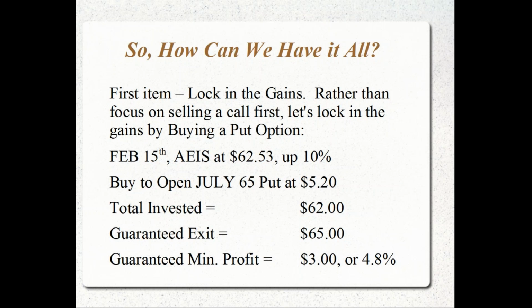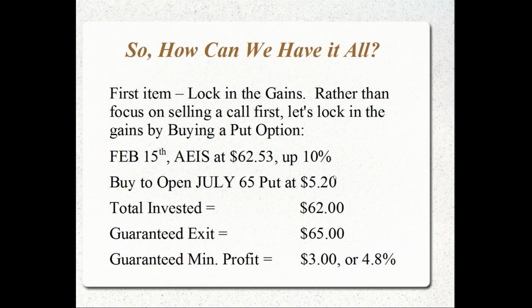Why would I choose the 65 put? Well, I'm paying 520 for the position. That's pretty much 90% of the unrealized gain of 570 I have in the stock already. But the stock's at 62.53. If I'm purchasing a 65 put, $2.50 of this 520 is intrinsic value. I'm guaranteed to get that back.